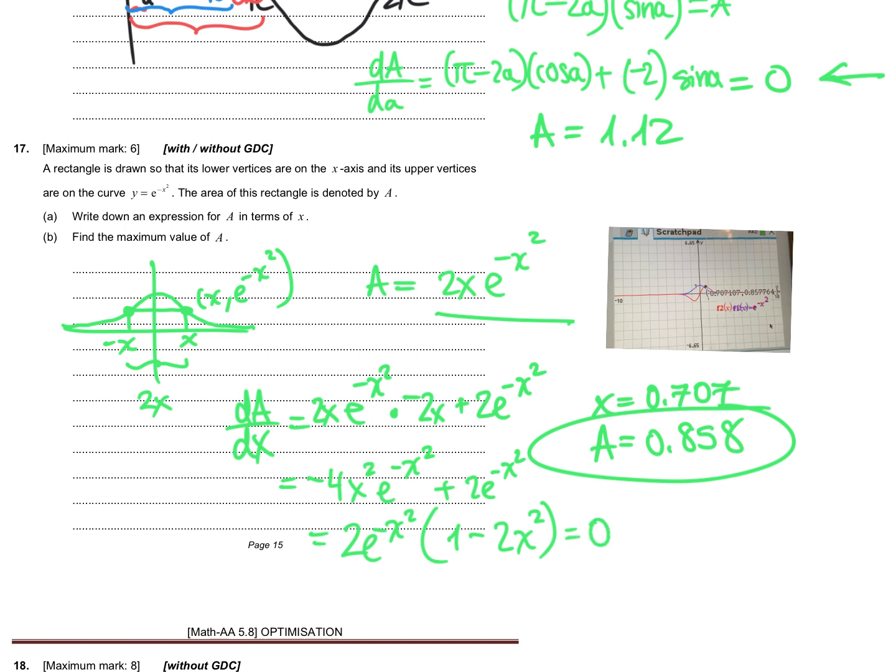e is never 0, so we've got 1 equals 2x squared. 1/2 is x squared. So x is plus or minus 1 over root 2. And obviously we take the positive one. And then we would need to substitute that back into our area up here. So we have 2 over root 2 e to the negative 1/2. Okay, so those are the exact values.